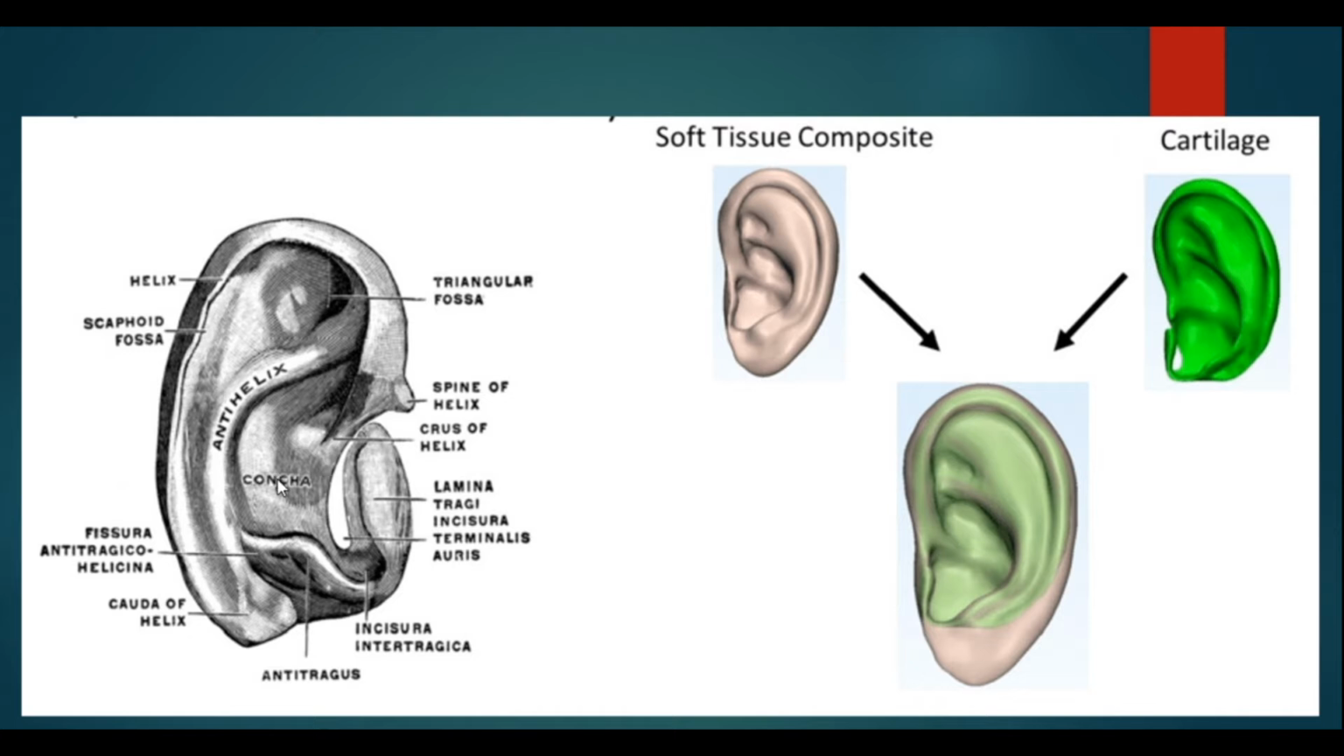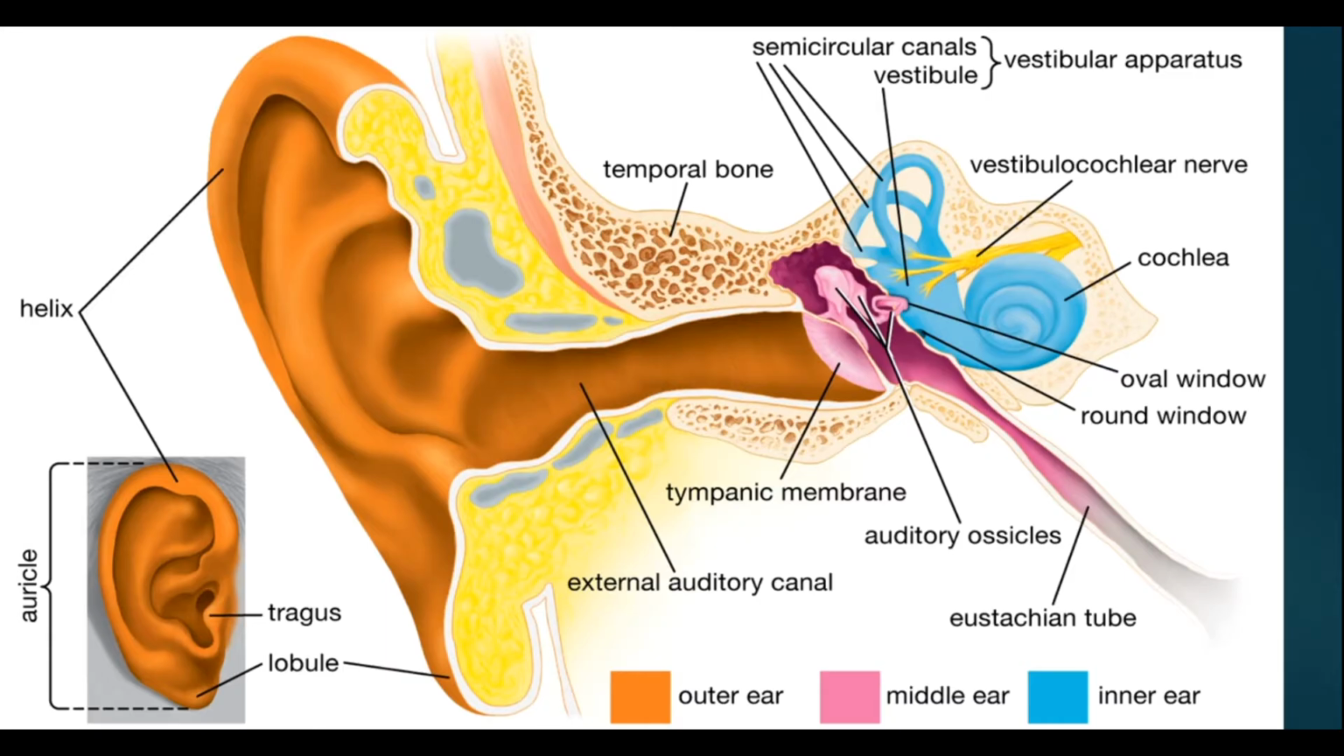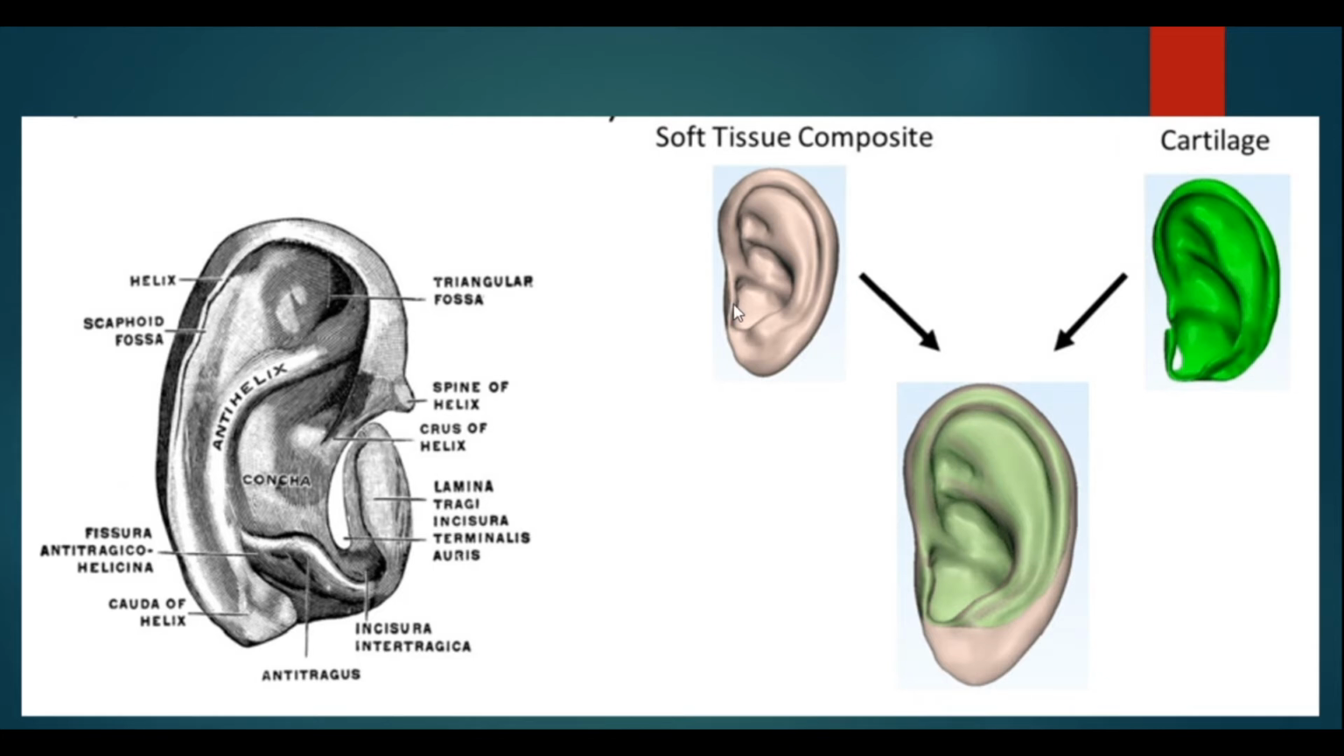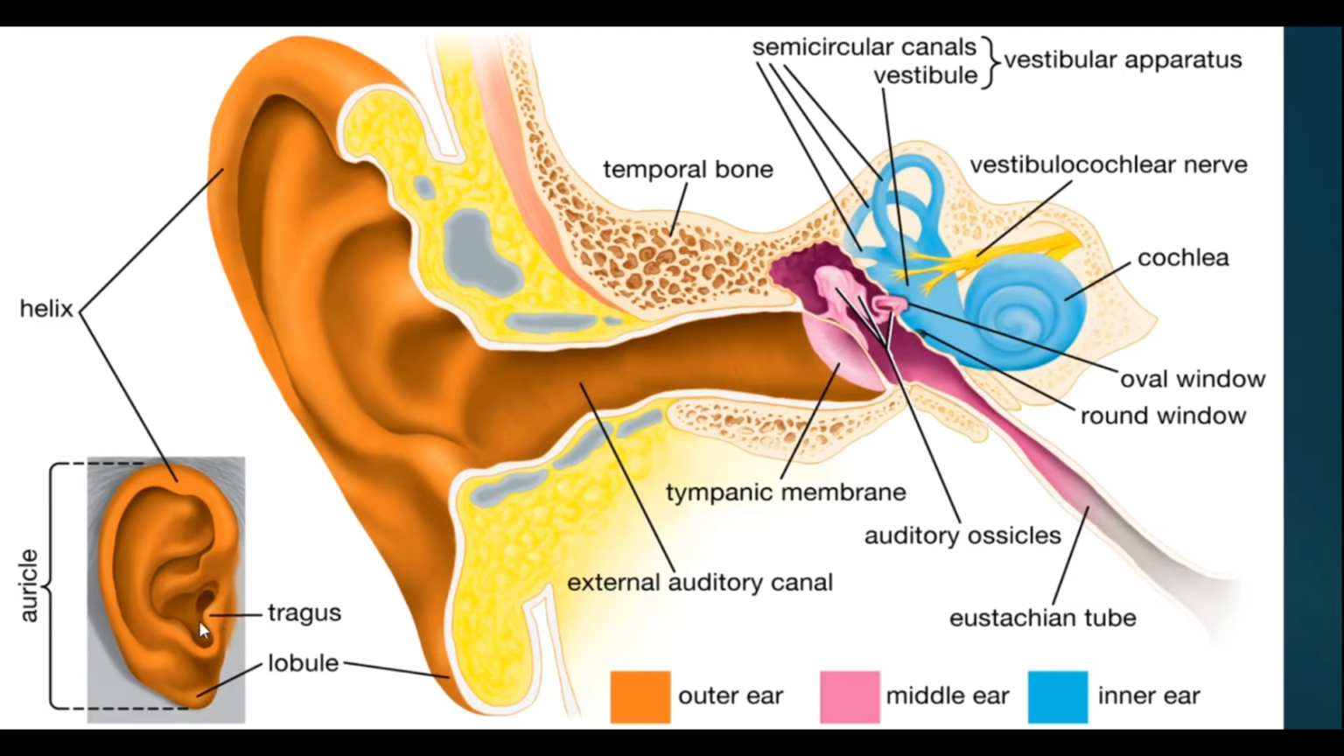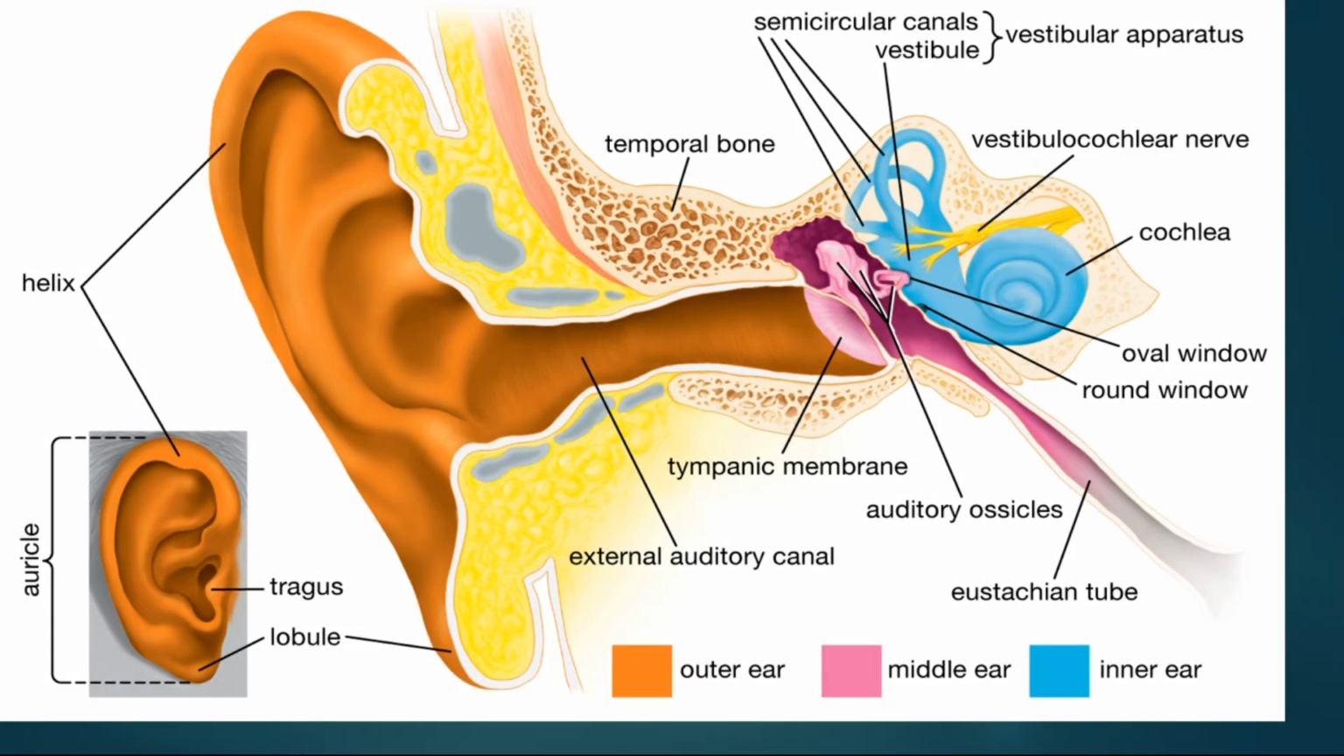In the middle of the auricle, there is a depression called the concha. Here, this is the concha. And the concha continues as the external acoustic meatus. Posterior to the beginning of the external acoustic meatus, there is an elevation called the tragus. This is the tragus, and this is the antitragus.